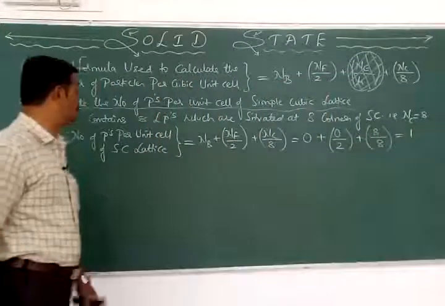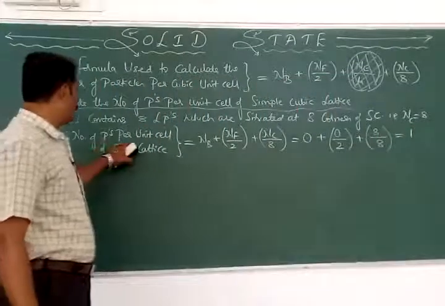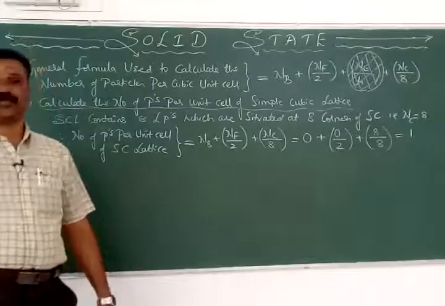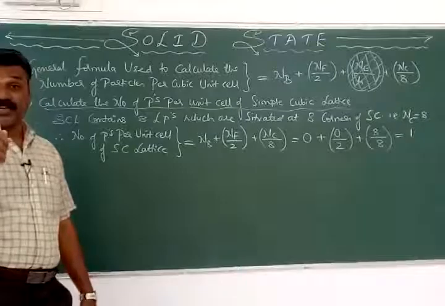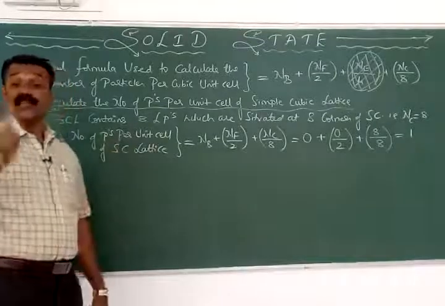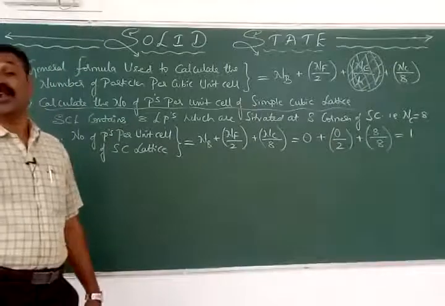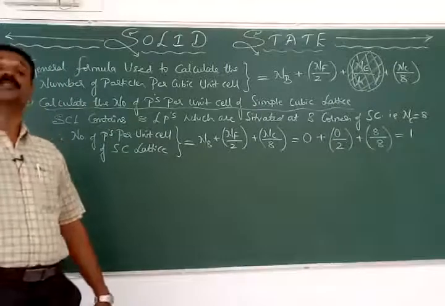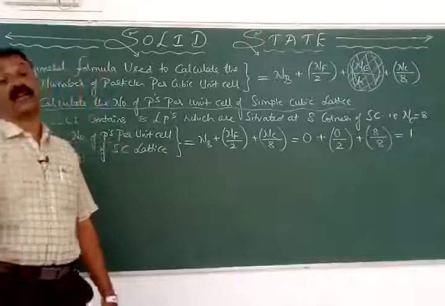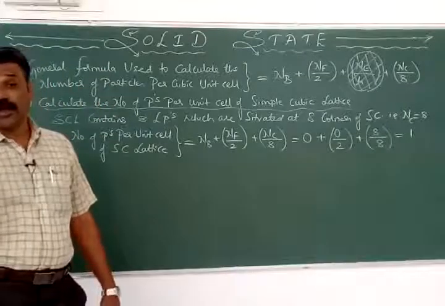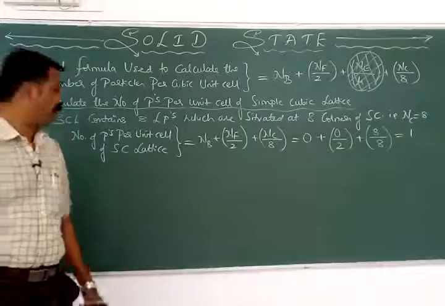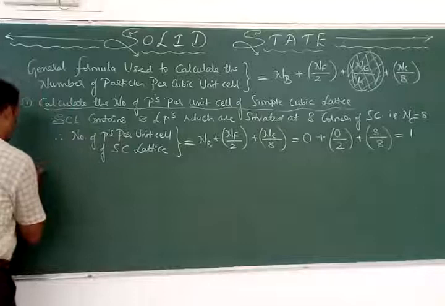What is 1 here? It is the number of particles per unit cell of the simple cubic lattice. Number of lattice points are 8, but the number of particles per SC lattice is just 1. Why? Because there are no body-centered particles, there are no face-centered particles, but there are only the 8 corner particles. That is, NC is equal to 8. Therefore, NC by 8 means 8 by 8, that is equal to 1. Okay. So, let us have the second one.